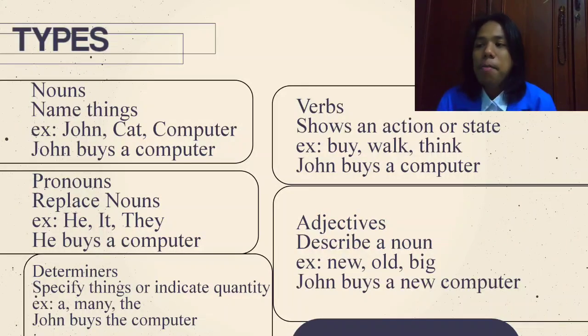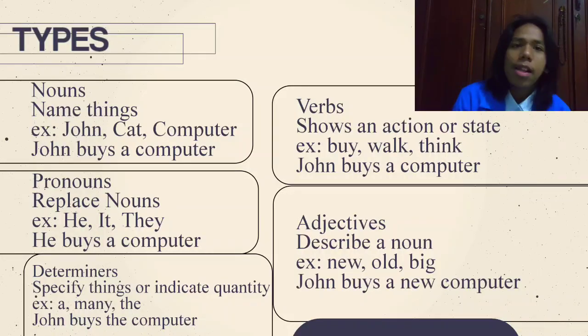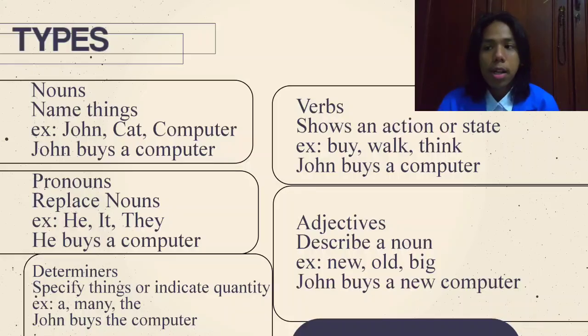Here's the first type. We have nouns. Noun's function is to name things, and it names everything in this world. Like in the example, we have John as a person's name, cat as an animal, computer as a thing. And in this sentence, John buys a computer. John acts as a noun, and a computer acts as a noun because it's a thing.